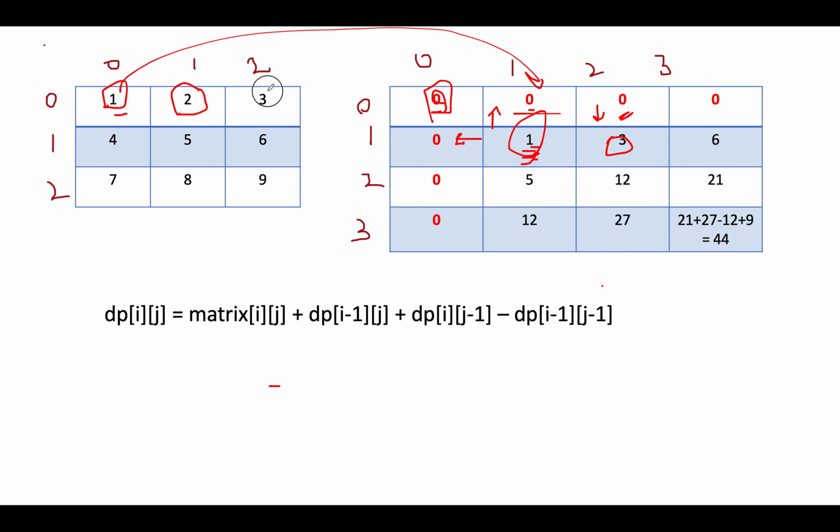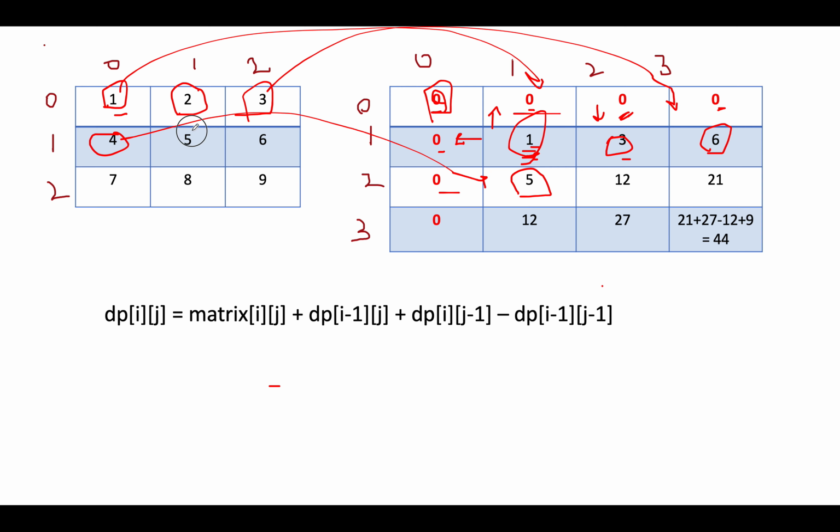Let's talk about the next index. So we have 3 plus the top value which is 0, the left value which is 3, minus the diagonal value. 3 plus 3 is 6, so we get 6 here. Let's move on to the next iteration. We have 4, and 4 plus the top value which is 1 is 5, the left value which is 0, again the value remains 5, and minus 0, the value remains 5.